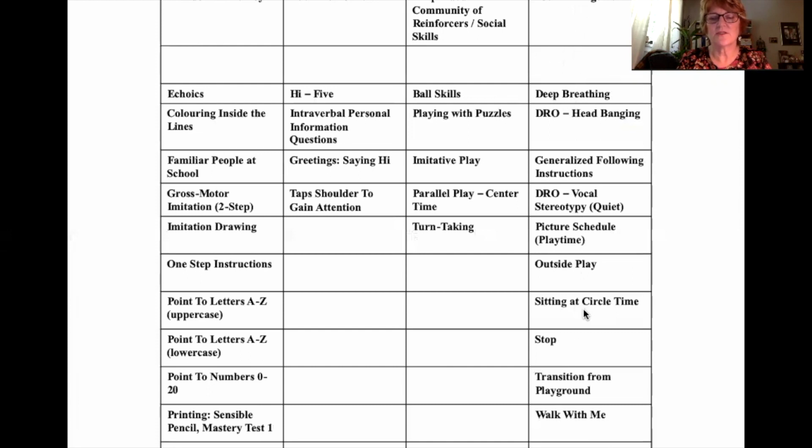Here's the sitting at circle time, because this child was probably lolling around instead of sitting nicely in circle time. Walking with somebody instead of in front of them, and so on and so forth. So these are mostly behavior management.